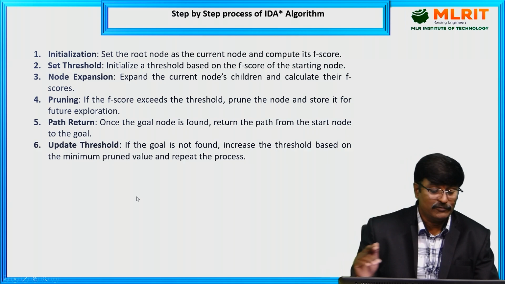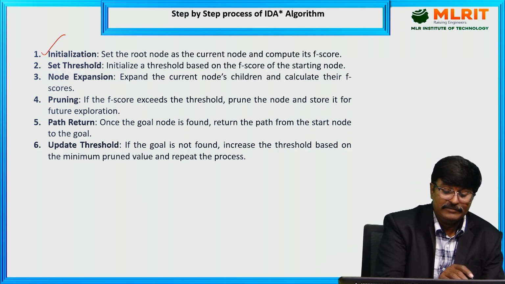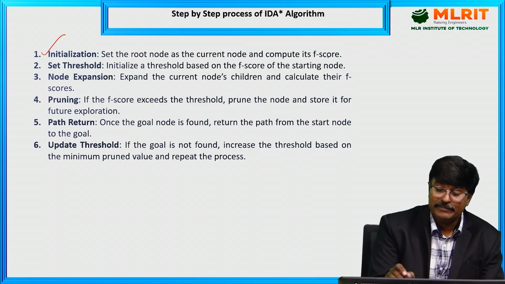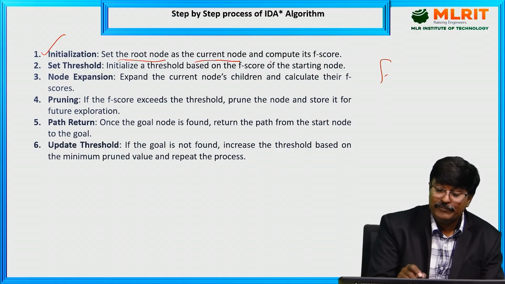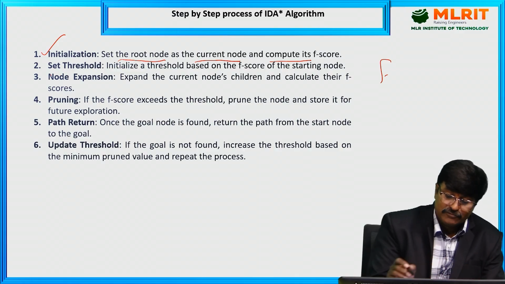Then the step-by-step procedure for this one. Starting, you have to initialize. Initialization is important. Set the root node as the current node and compute its F score. Calculate the F score.